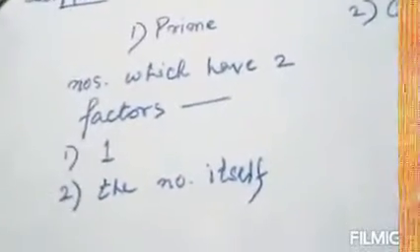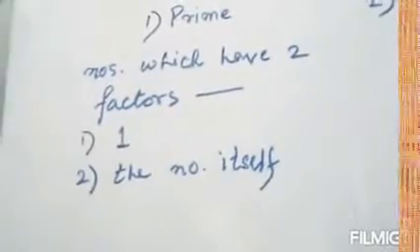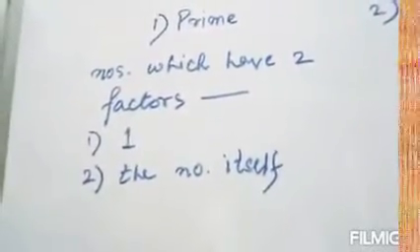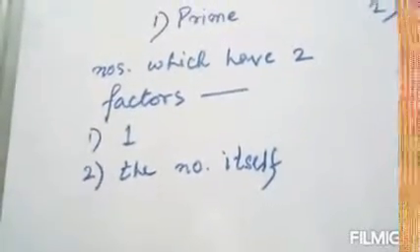Okay, so what are prime numbers? Numbers which have two factors. What are factors? Factors means by which if we divide that number we get remainder as 0. There are two factors of a prime number. One is 1, another is the number itself.